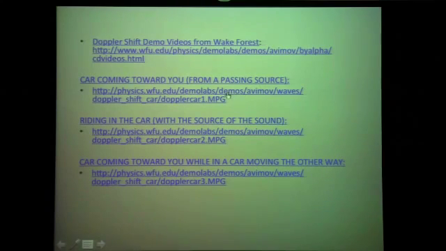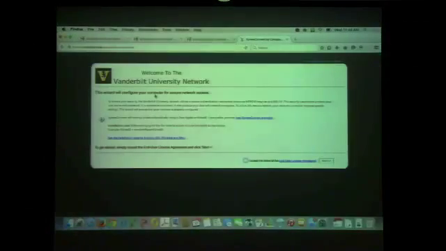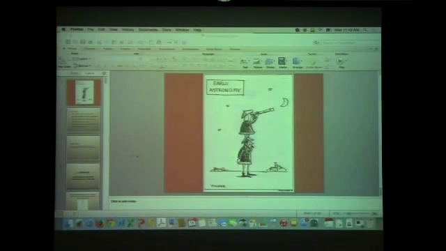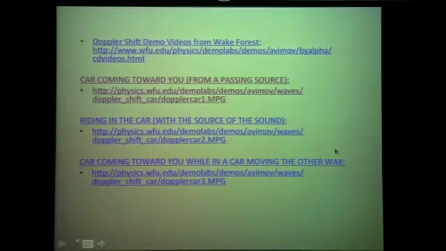So I'm hoping this will work. I've plugged in the sound. We'll see what happens here. No, I don't want to configure this. All right. That's not supposed to happen. So that may not work for us. These are supposed to be simulators of Doppler shift for sounds, but it doesn't look like they're going to work because of this room. All right.